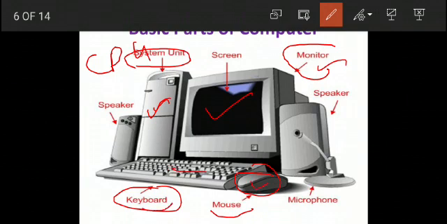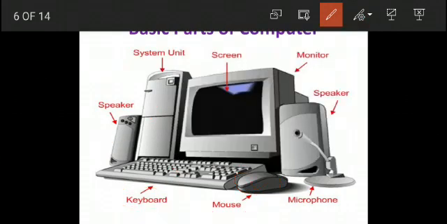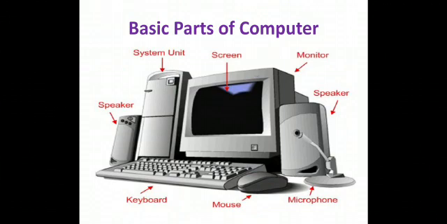So these are the other parts. Speakers. This is also a speaker and this one is also a speaker. And this is a microphone. So these are the different parts of a computer. Monitor, keyboard, mouse, CPU, speakers, microphone.